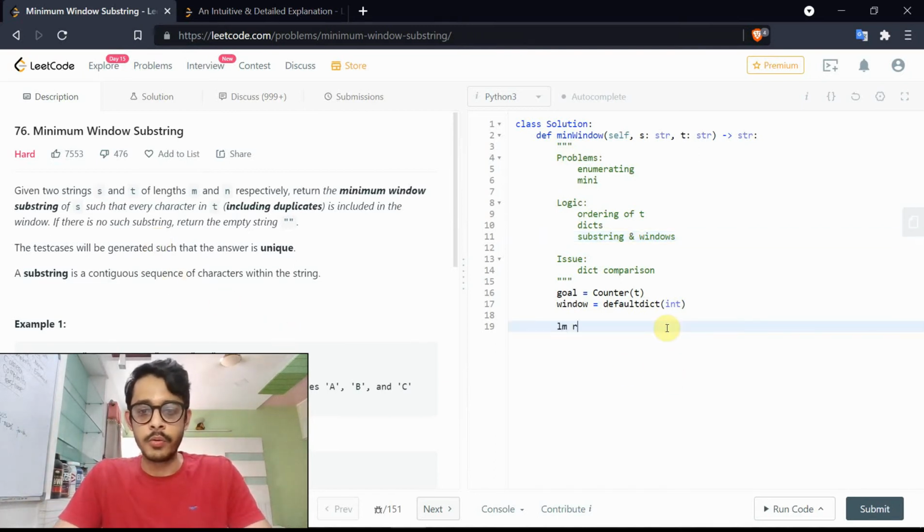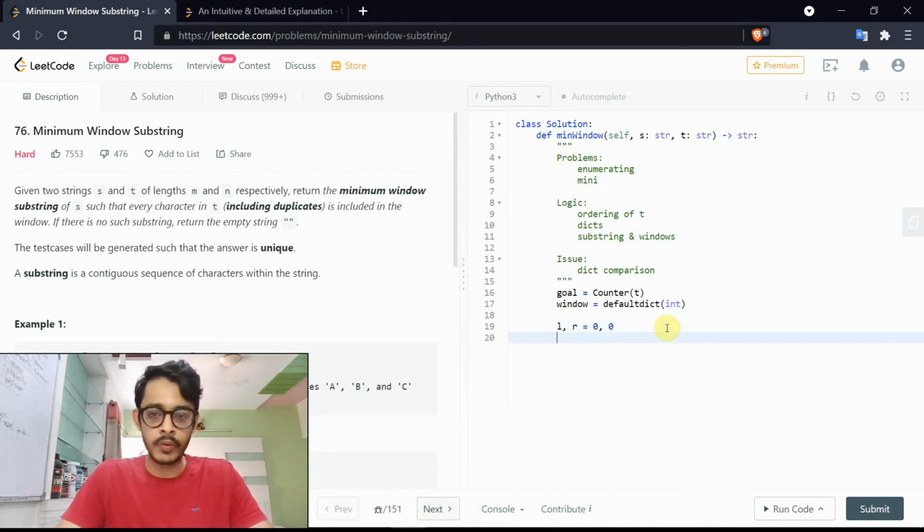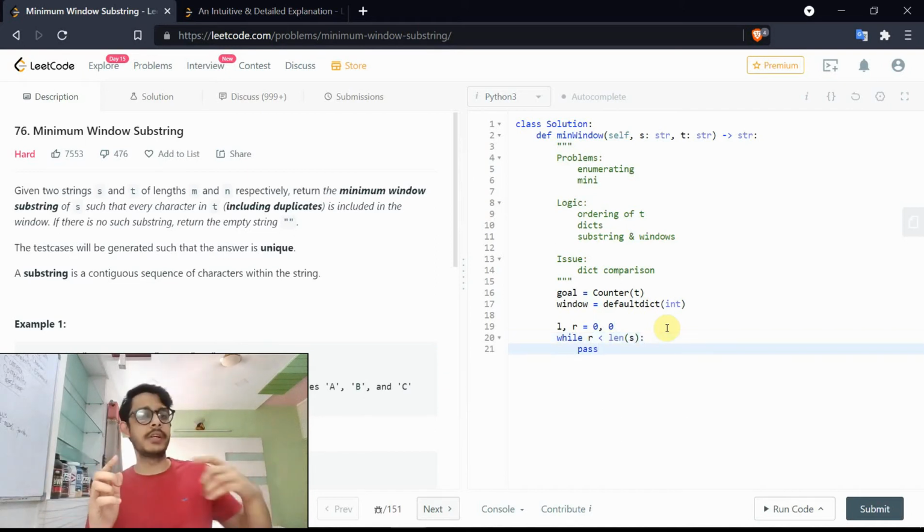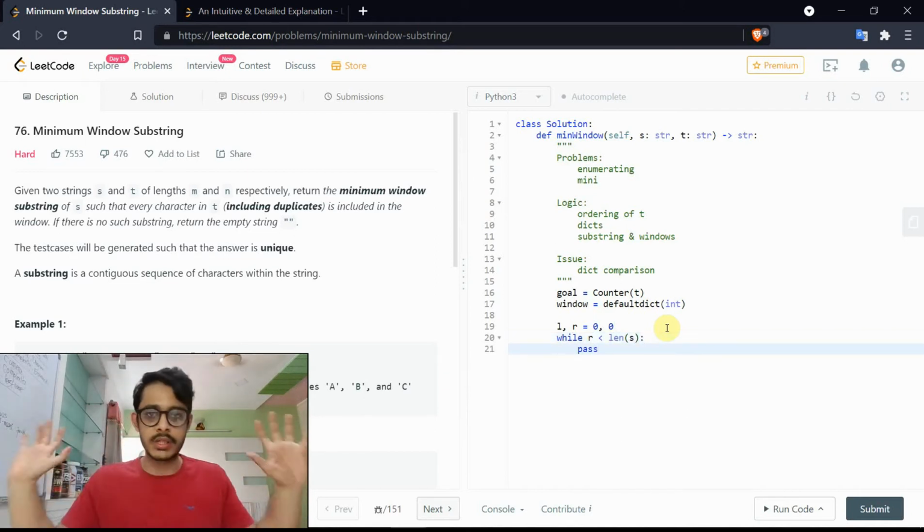Let's write that down too. So we'll start L and R both from 0. And our goal is to continue this while R is less than the length of S. That's because as soon as right moves out of bounds, we'll just end the game, right.